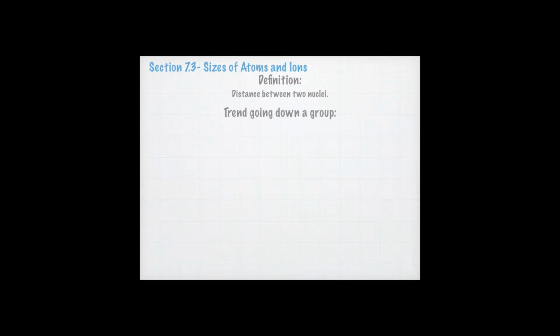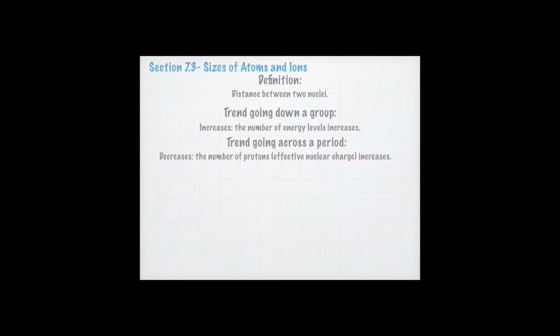So as far as size is concerned, as you move down a group, the size of an atom increases. Now it increases because as you move down the periodic table, you increase the number of energy levels. And therefore, as you increase the number of energy levels, the size of the atom is going to increase. Now, as you move across the periodic table, what happens is that the size of an atom decreases.